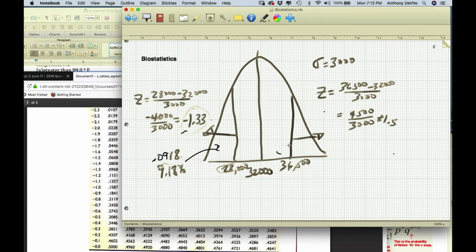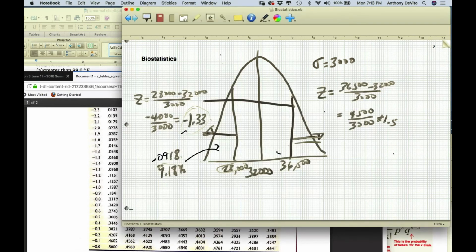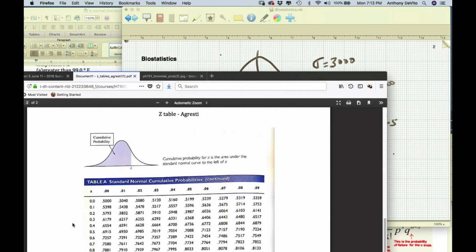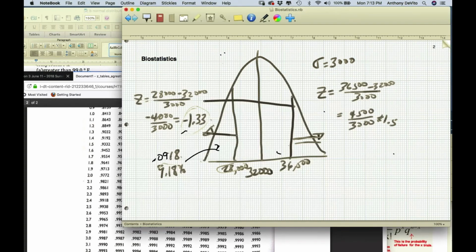Okay, this 36,500 above that can be a little bit trickier, right? Because again, we want the area above it, so our Z table only gives us the area below, so we're going to have to subtract from 1. So I'm going to go to our Z table, and that was 1.5 plus 1.50, and that area represents 0.9332. So the area to the left of this 36,500 is 0.9332.